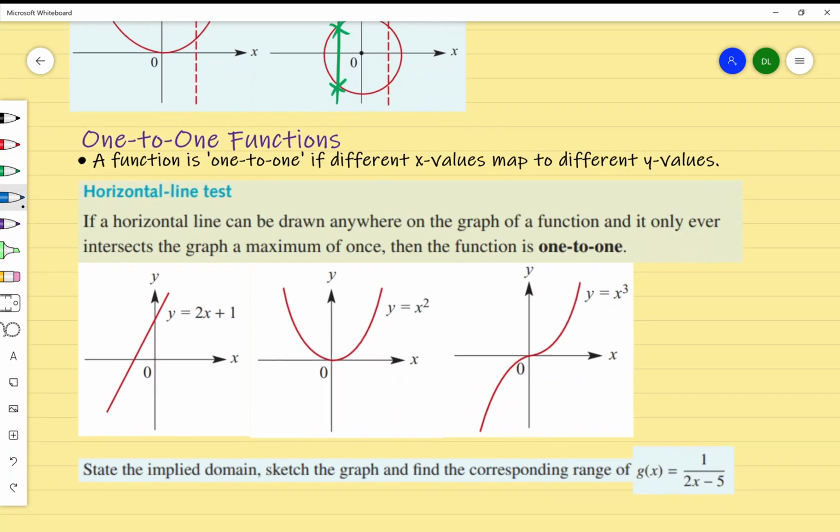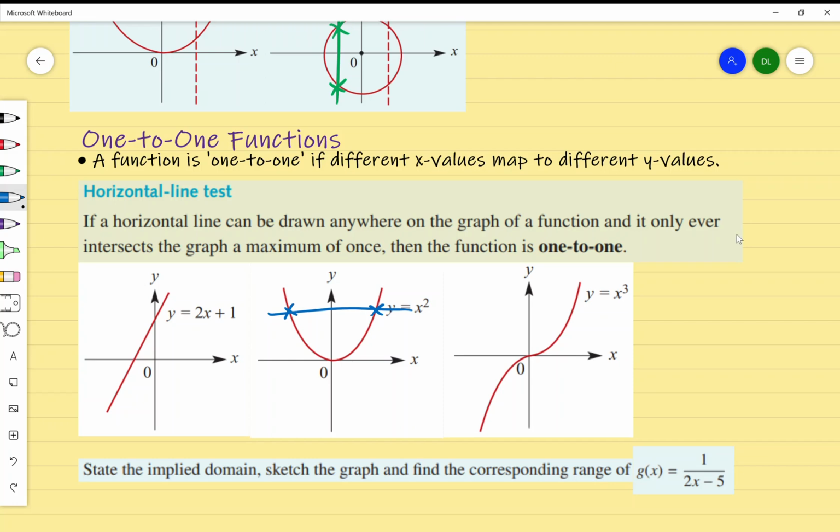Over here, you can see that if I draw a horizontal line at, let's say, this point here or here or here, wherever it is, there's only one intersect between the horizontal line test and the graph itself. Whereas if I do it for something like this, you can see that it intersects twice. What it's saying is that for the same y value, let's say y equals 9, x could be either 3 or negative 3. And so therefore this function is not a one-to-one function.